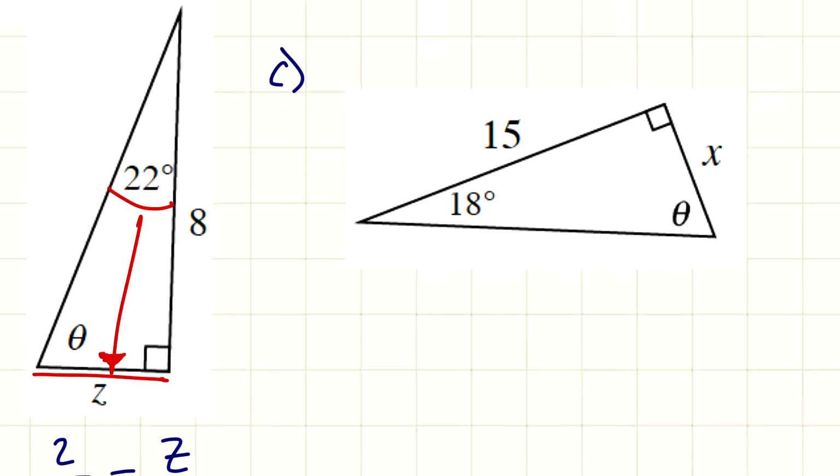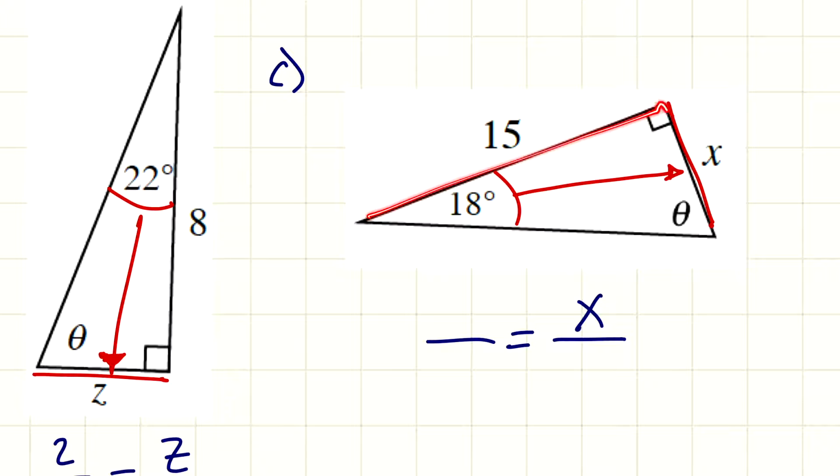And so I'll mark that one. So I'm going to use 18 degrees. So I'm going to draw a line across, and that tells me what goes on top. So when I set up this proportion, I'm going to put x on top, which means, again, this is my rise and run. That means 15 must go on the bottom.